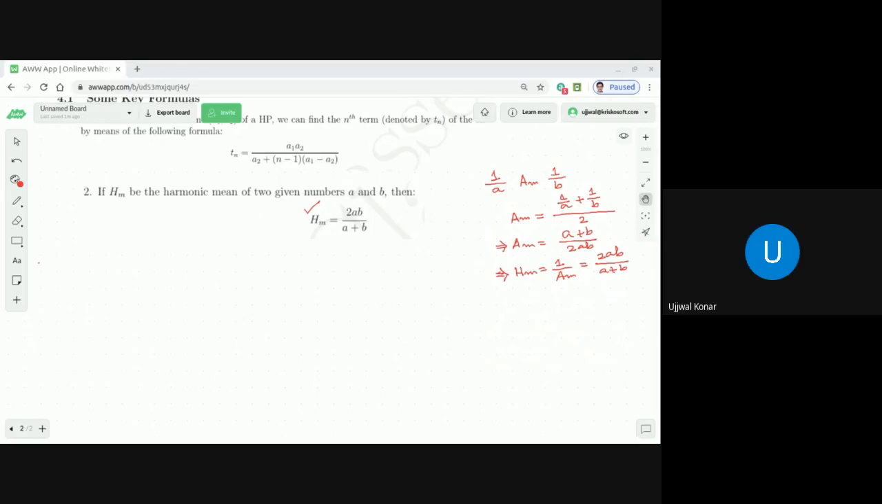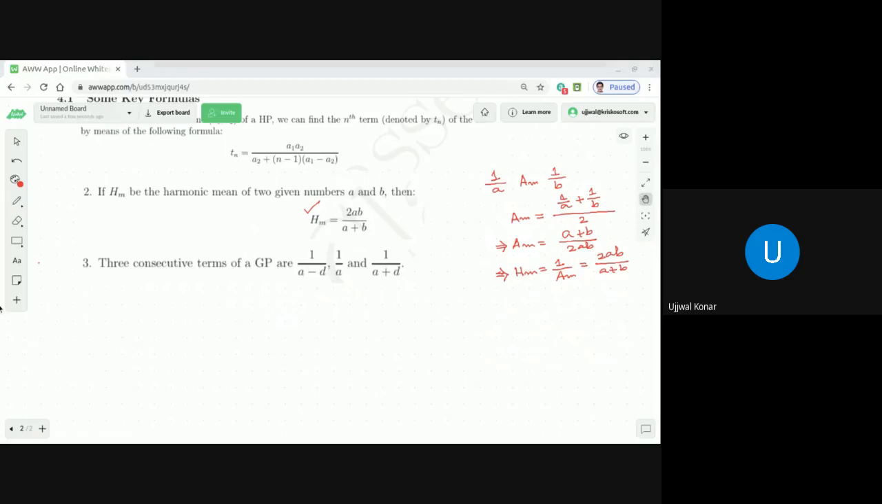So it should be 1 by a minus d, 1 by a, and 1 by a plus d. Correct, dear students? 1 by a minus d, 1 by a, and 1 by a plus d. These are the three consecutive terms of an HP. Correct?